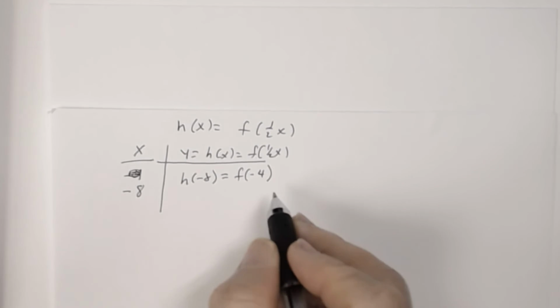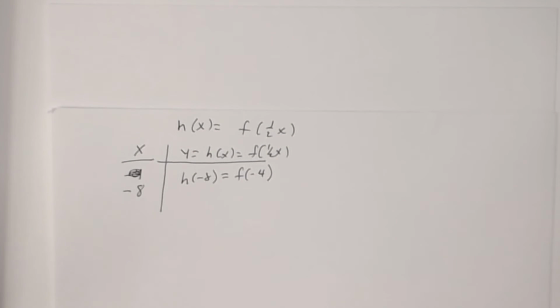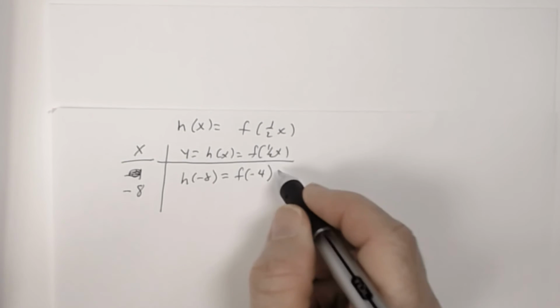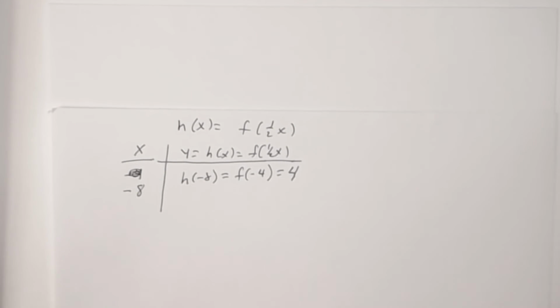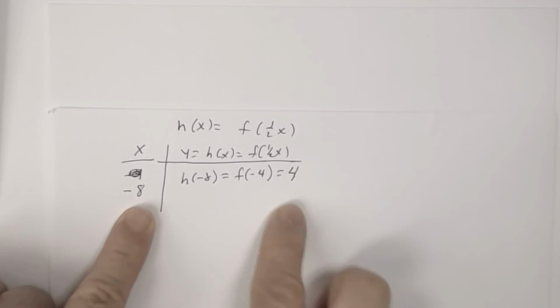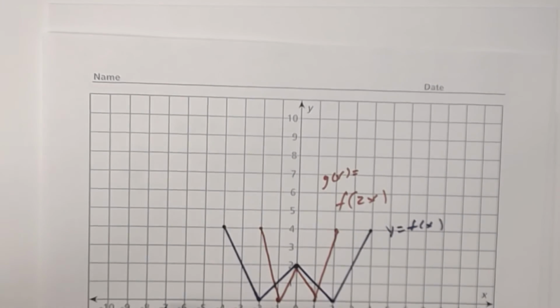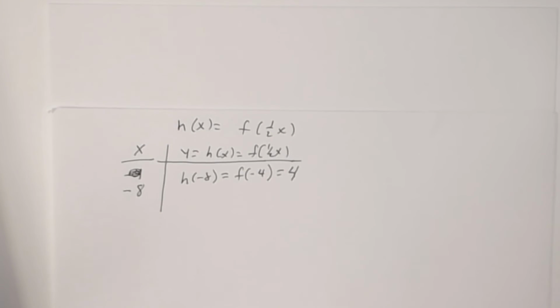Okay? And then if I go back to my table I had earlier, what is f of -4? Well, f of -4 was what? 4, right? So when x is -8, my y value is 4. Okay, so I'm going to plot that point. I'm going to plot the point -8, 4. So it looks like this. So -8, 4.